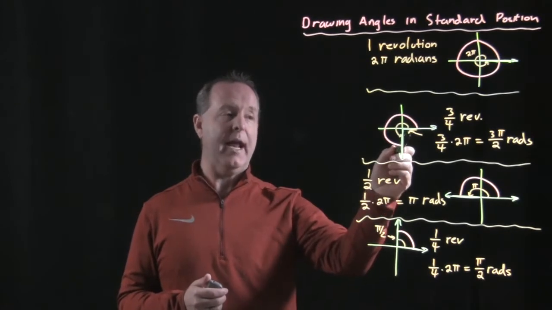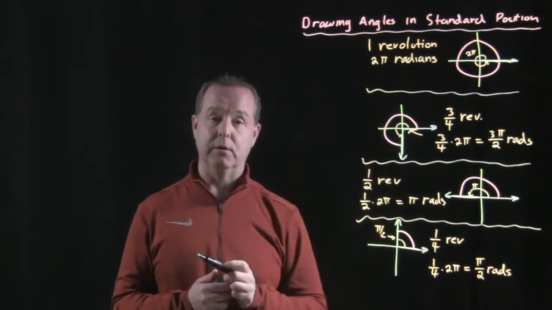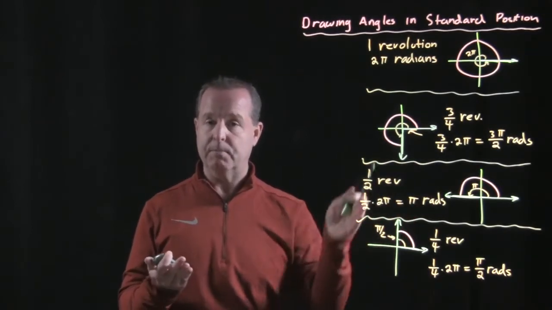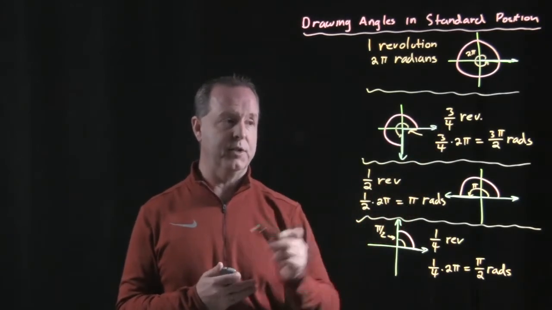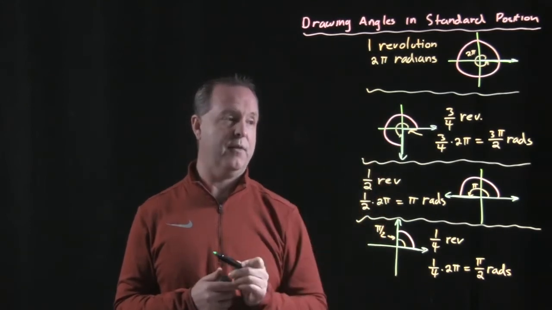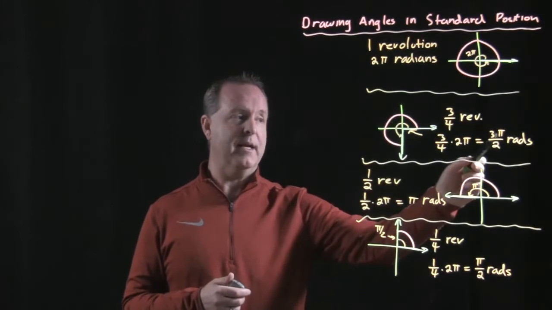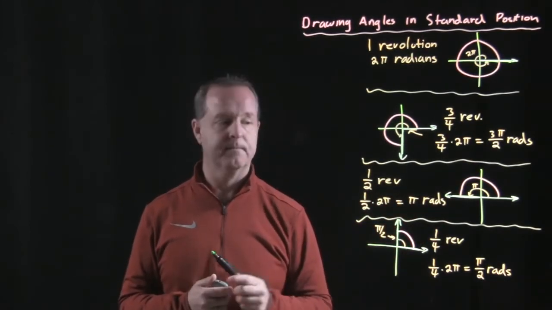If I have an angle that's described 3/4 of a revolution, well, that's 3/4 of a full 2 pi, because 2 pi is a full distance all the way around. So if I have 3/4 of a revolution, you notice that my angle comes all the way down and starts to point south on the y-axis. 3/4 of 2 pi, this angle becomes 3 pi halves radians, or 3/2 pi radians.